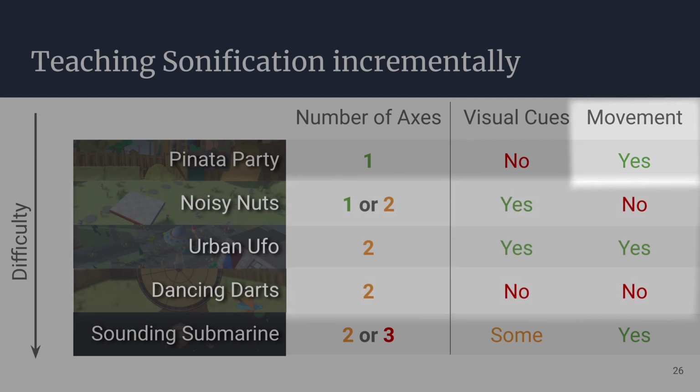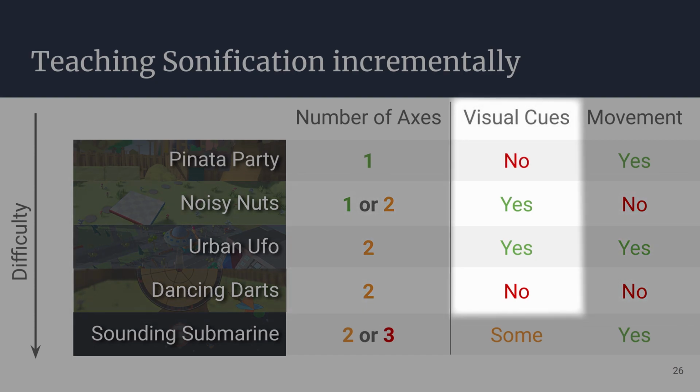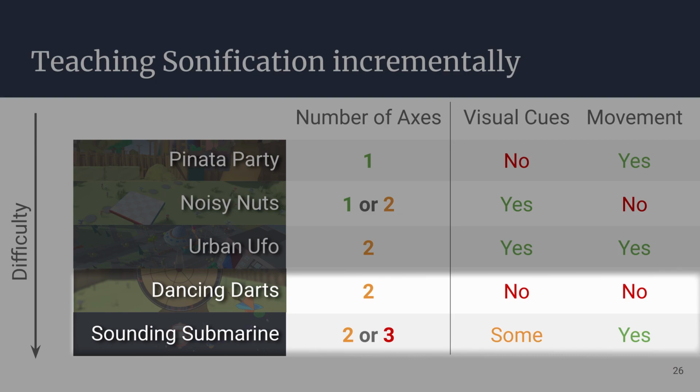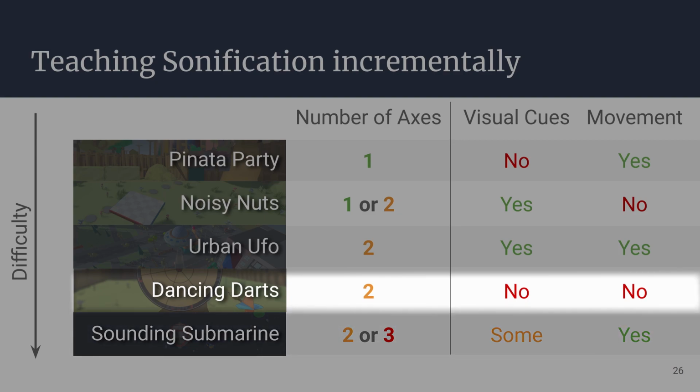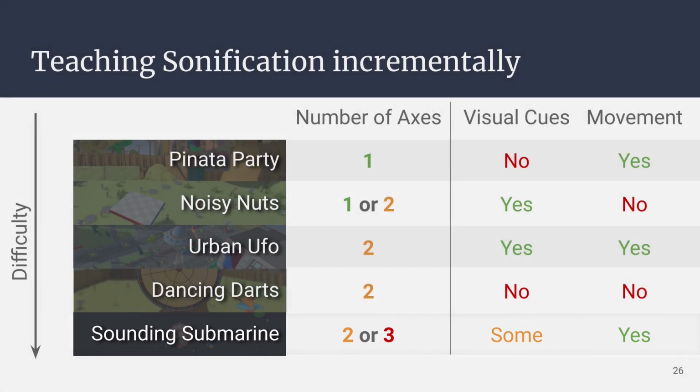As they continue, they move on to games which utilize two axes at the same time. In some games, we offer the player visual clues until they fully comprehend how sonification works. In our final games, we take off the training wheels. Players need to have a good understanding of sonification with no extra help, or they need to use all three axes at the same time, a true test of their skill.